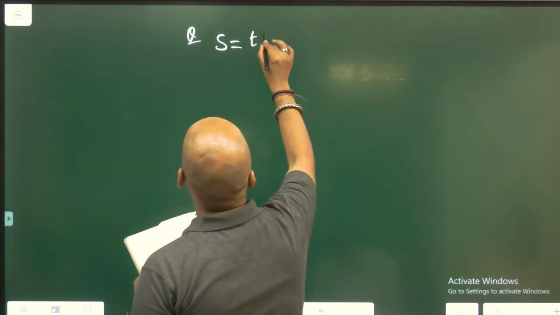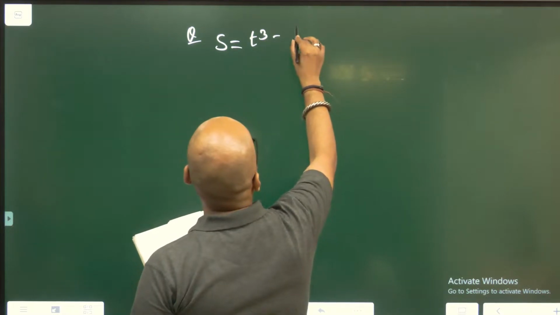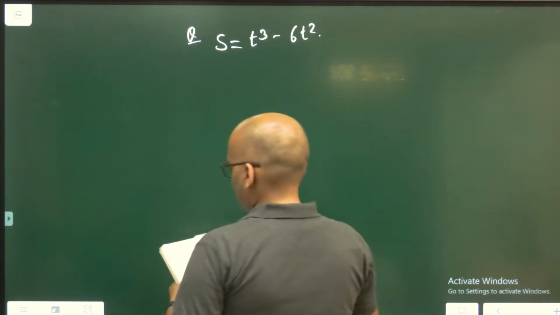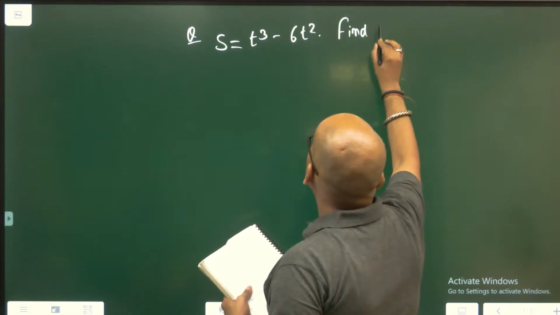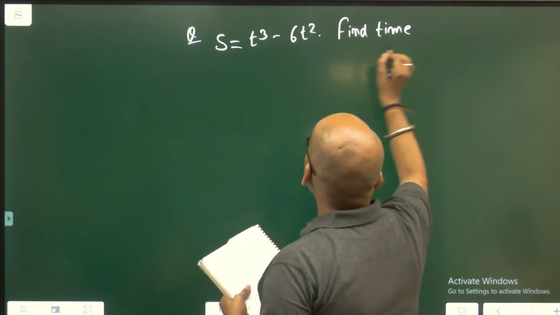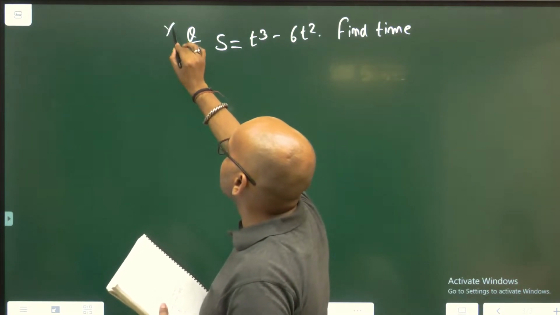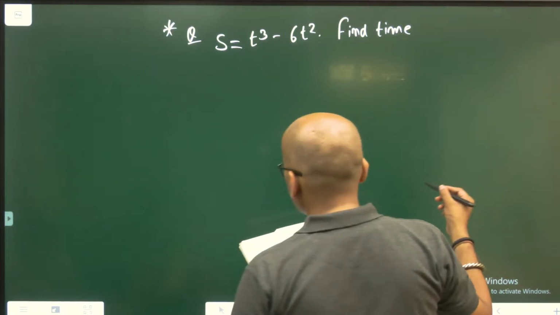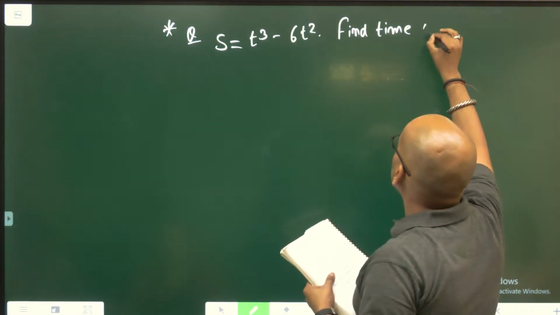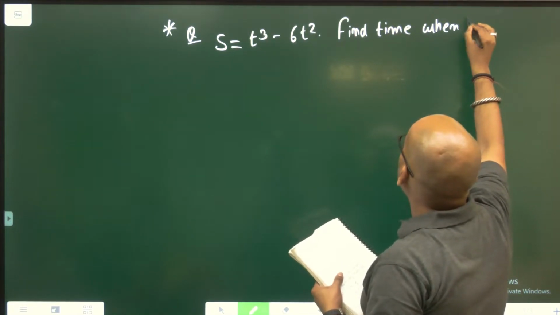S is equal to t cube minus 6t square. So find time. Now this is the second aspect of such questions, so second type. Here it is asking: find time when body is at rest.